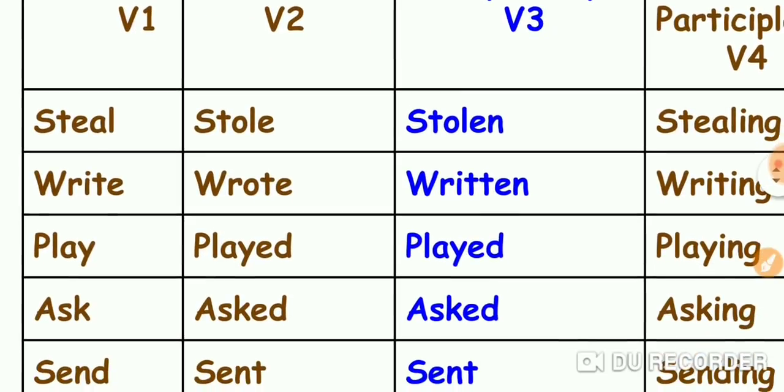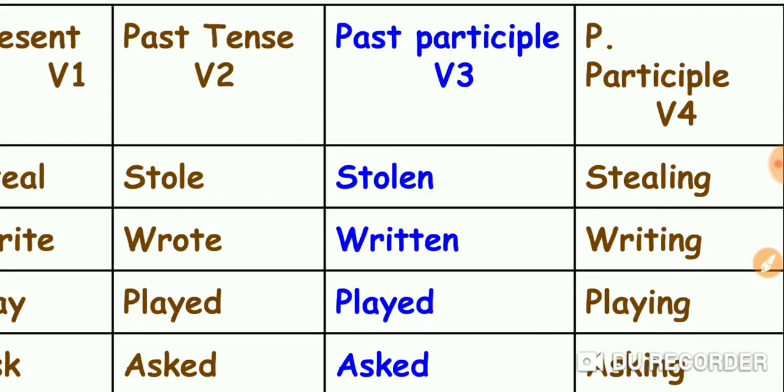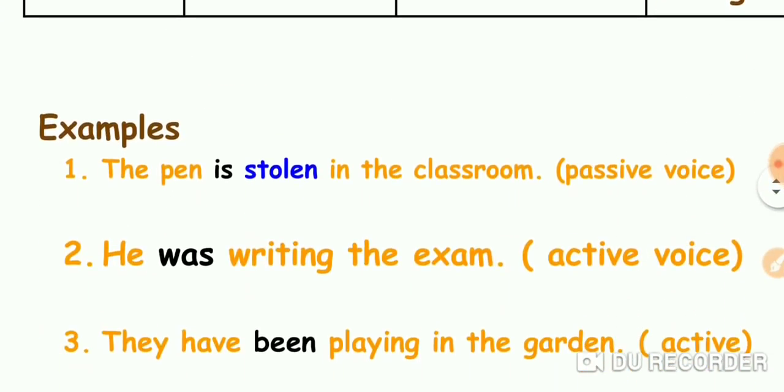So for example, present form of steal, past form of steal is stole, past participle or V3 form of steal is stolen. V4 form or present participle form of steal is stealing. Like that: write, wrote, written, writing. Play, played, played, playing. Like that it will be there, my dear friends. See here, some examples are given.